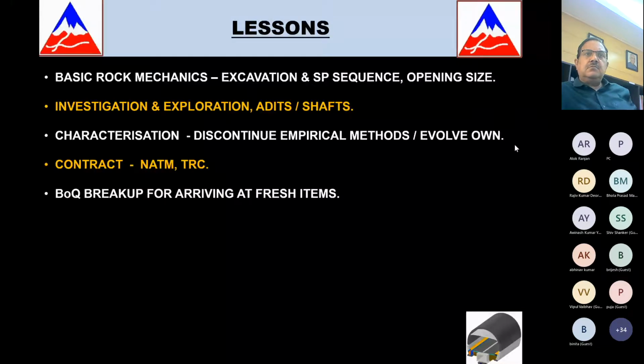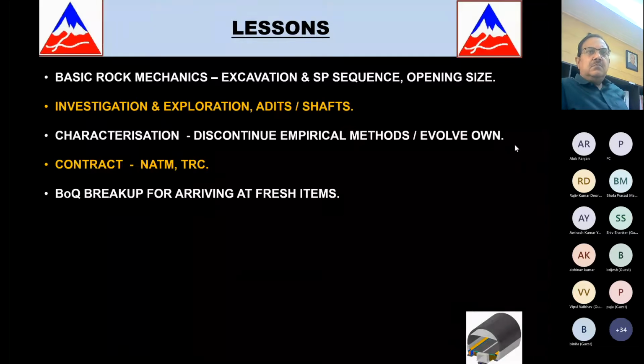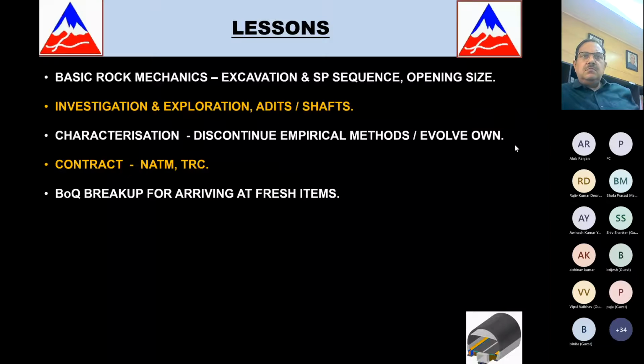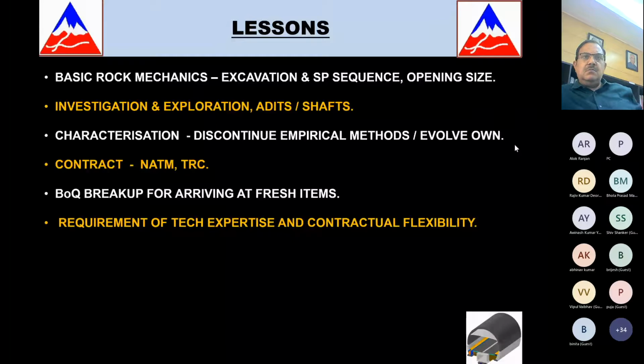EOQ breakup for arriving at fresh items. What happens in tunnels is, when you're tunneling, you sometimes get into zones or areas where new items have to be introduced. Now, for new items, it's okay, you can do a market survey, you can do the application cost also, but the overheads, if they are known, only then can you add those overheads and come on to the cost. Then requirement of tech expertise and contractual flexibility.